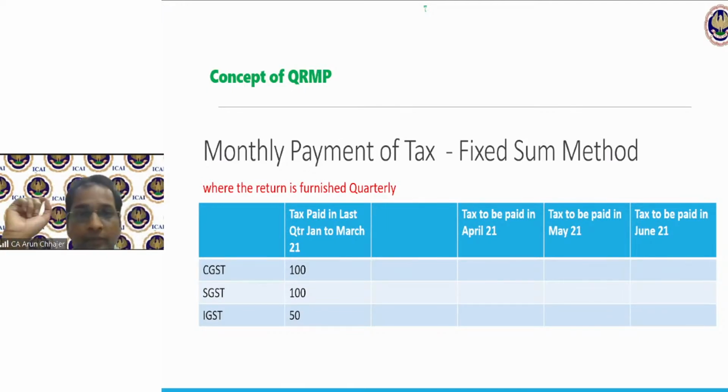Point number 2, जून का ड्यू डेट क्या है? In case of after the end of the quarter, when you furnish the GSTR 3B, the due date of the 3B would equal the due date of payment of tax. There would be no different due date for 3B and different due date for the taxes. No, it is exactly same. कितना टैक्स पे करना है वो हम ऑलरेडी डिस्कस कर चुके हैं.